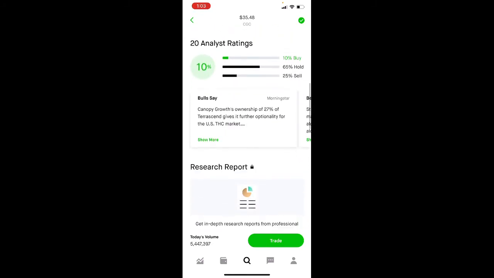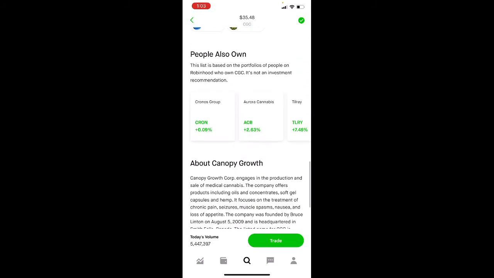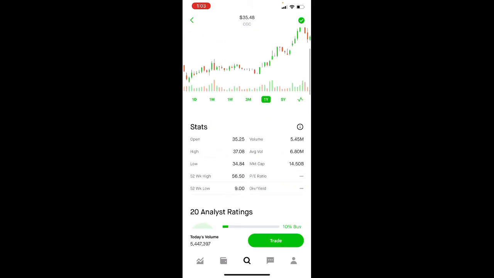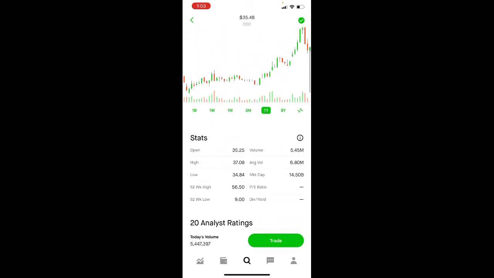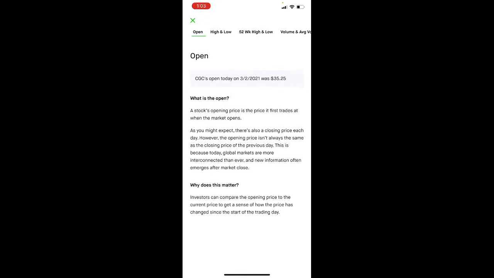Let's go and see what we got here, because there's a new feature. Oh yeah, this new feature here. Clicking on this little eye gives you a description of what everything is. So go ahead and read through these things here if you have the Robinhood app, and it kind of explains.